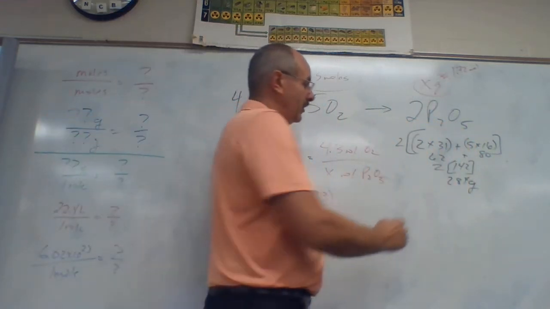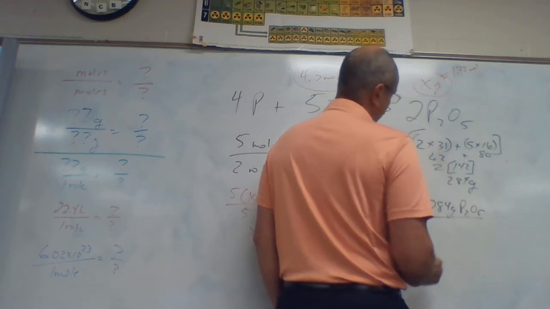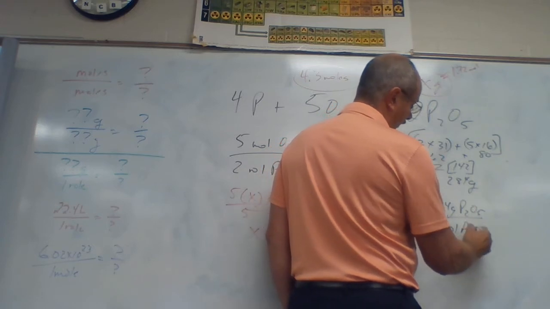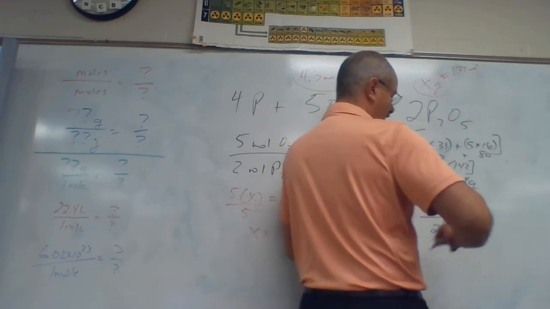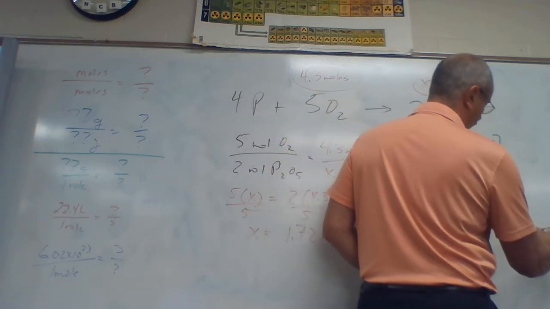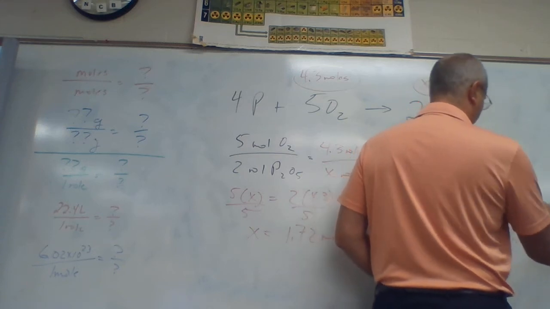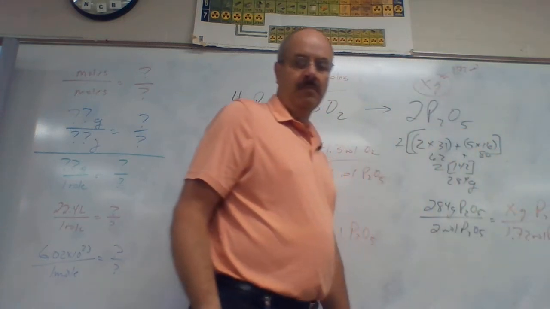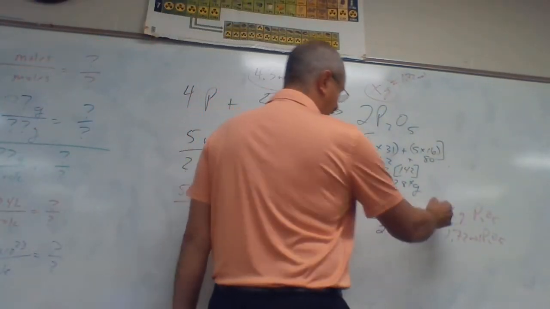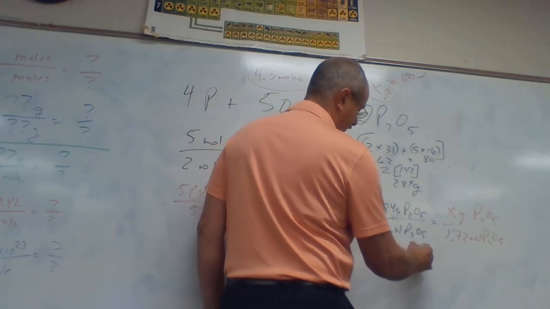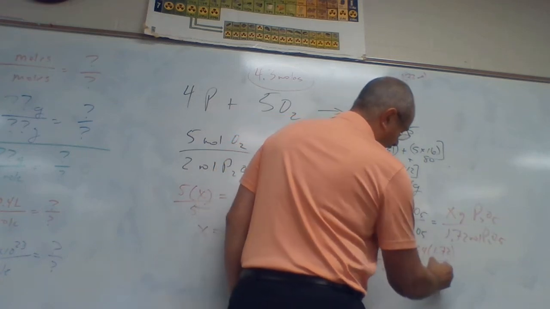All right, so from there we're going to go 284 grams of P2O5 is 2 moles of P2O5. I'm going to go to the other side and go, well, I don't have 2 moles, I have 1.72 moles of P2O5. We want to find X grams of P2O5. Cross multiply, 2 times X equals 284 times 1.72. Divide by 2, divide by 2.